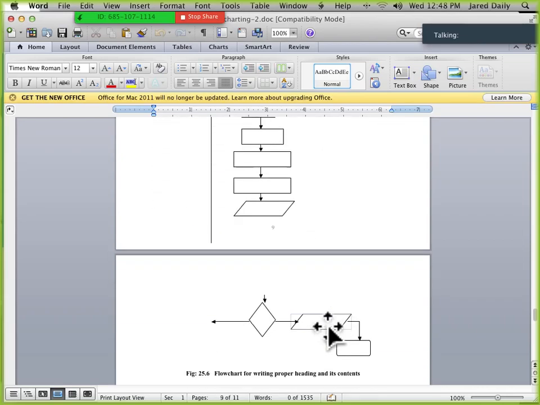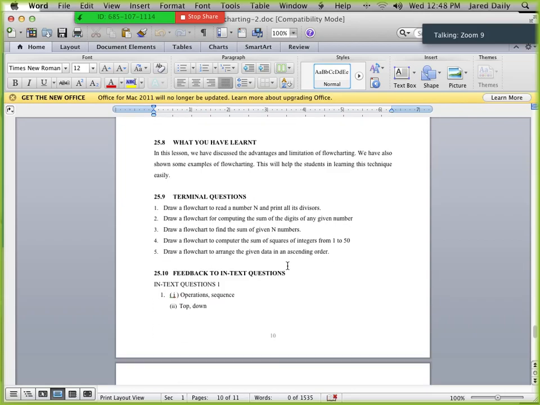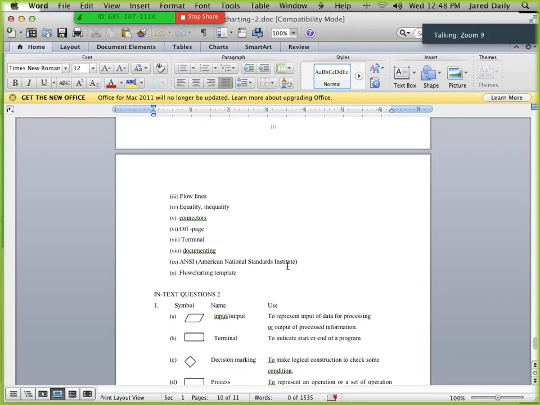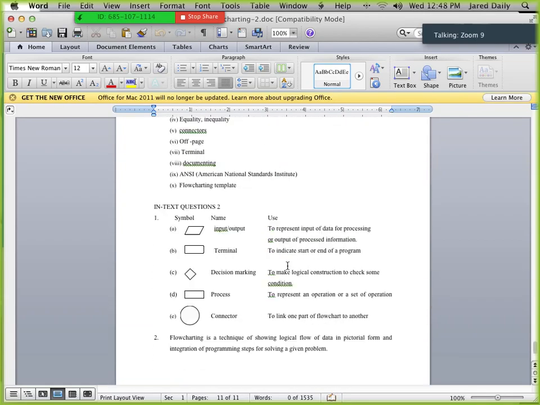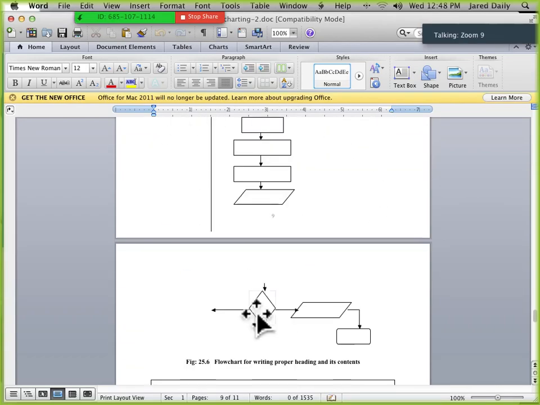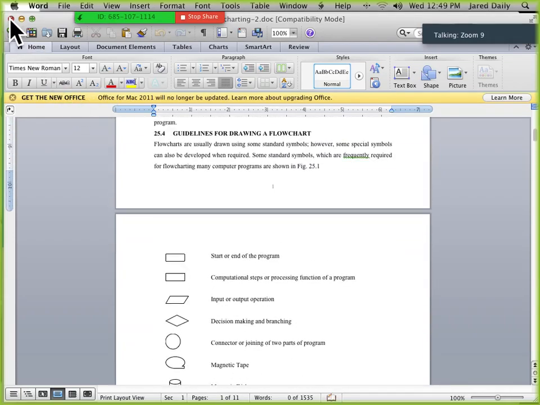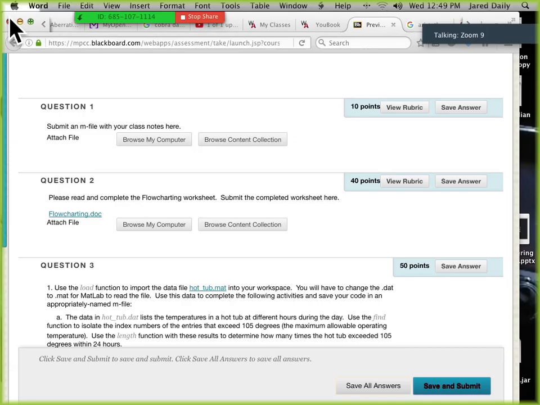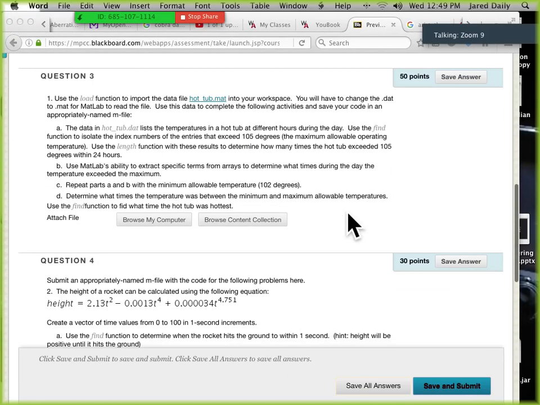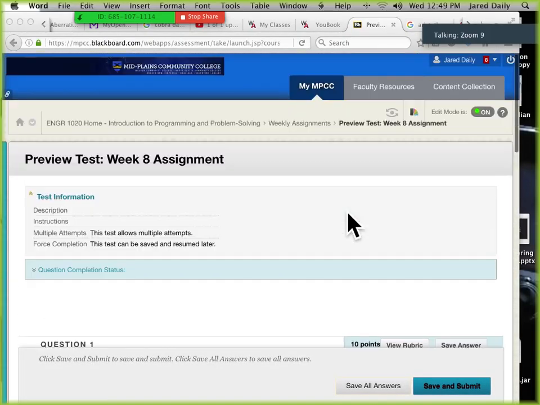And then they have another one here that they want you to do. And then some more questions here at the end. So make sure that you fill in both of the blank flowcharts and answer all the questions. That is part of your homework this week. And then once you're done doing that flowcharting, you do have some actual programming questions where you use some of the things we've learned today.